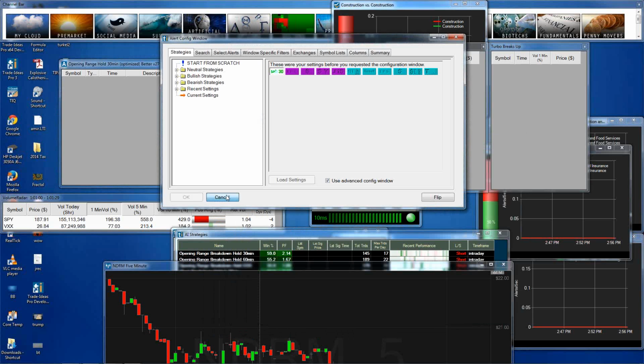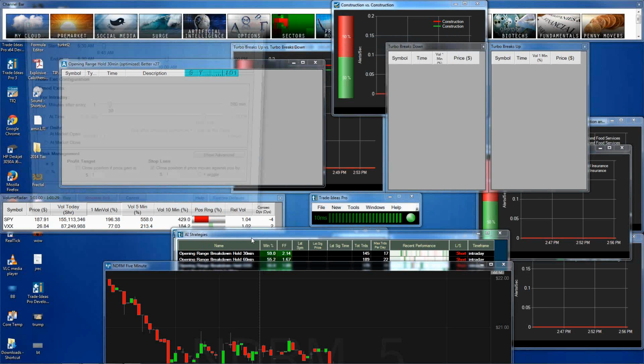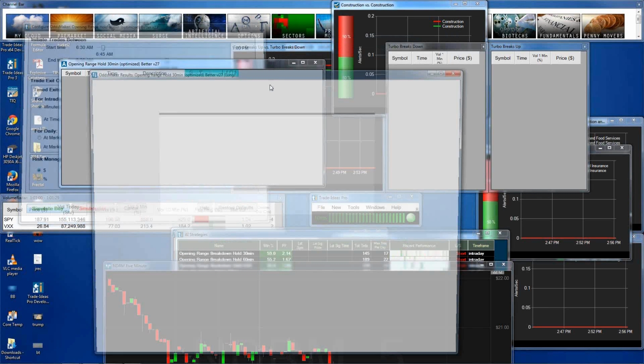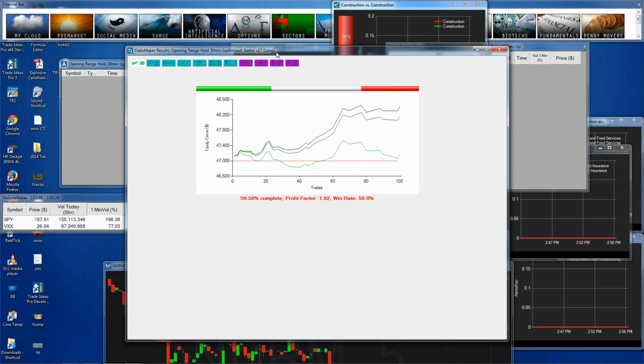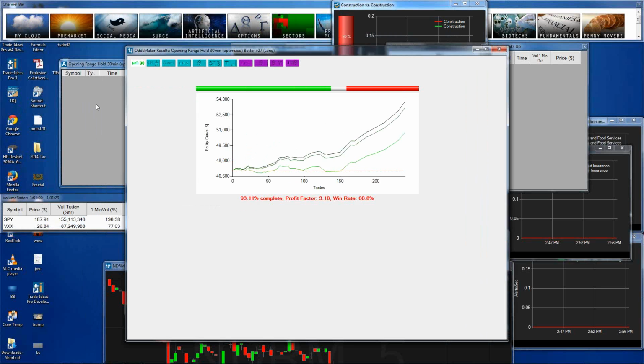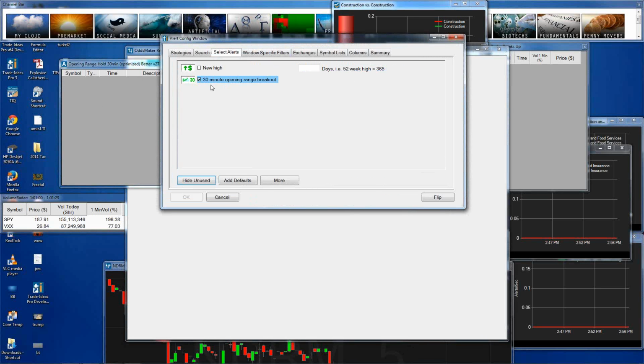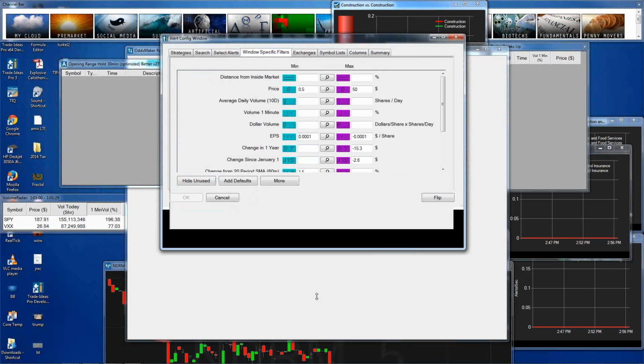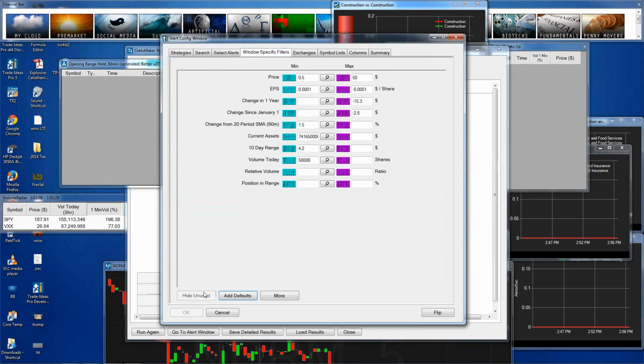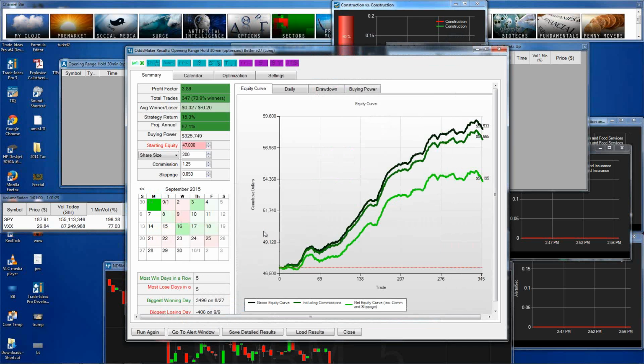So here's a strategy. Let's see what we've got to do in here. Now this is a long strategy. I'm just going to go ahead and run the numbers here. While those numbers are calculating, the alert that we're using is simply a 30-minute opening range breakout with a very specific filter string. Obviously, there's been some optimizing going on here.